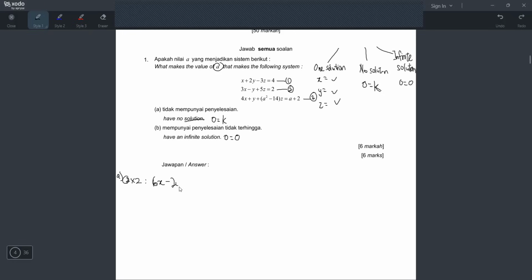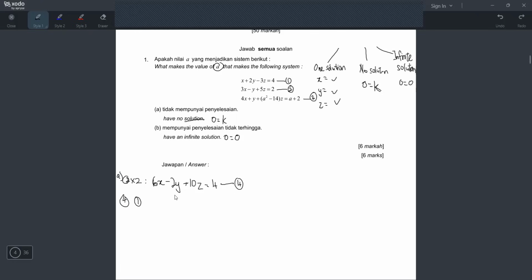Negative y also needs to be times 2, so negative 2y, and then 5z times 2 is 10z, equals 2 times 2, which is 4. It means when you take one of these values times 2, everyone gets times 2, right? So I will call this equation 4, and equation 4 actually comes from equation 2, and I will take equation 4 and eliminate it with equation 1, right?